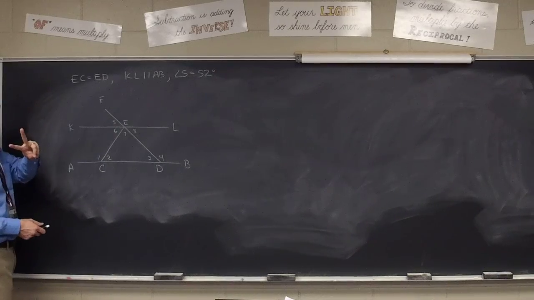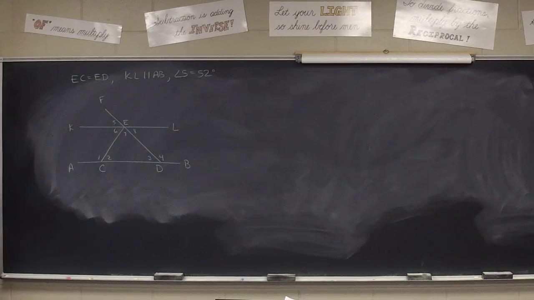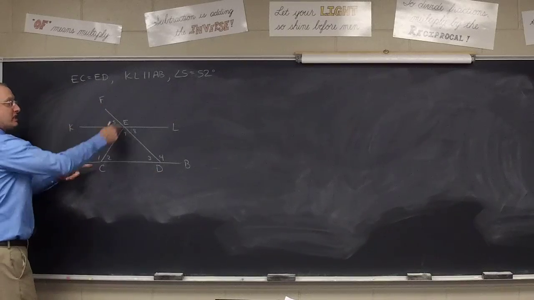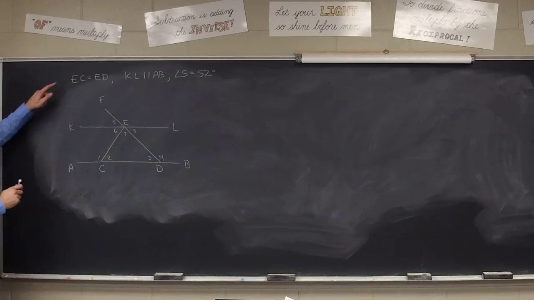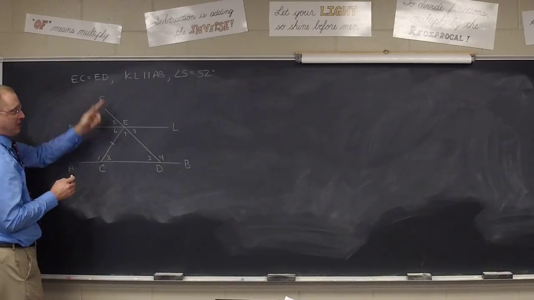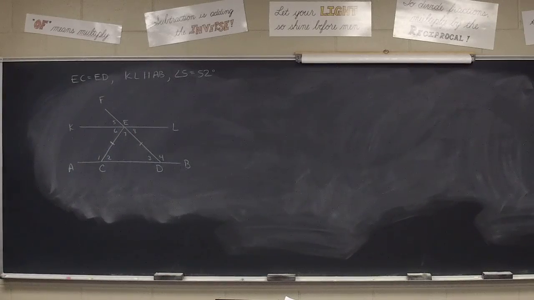Notice I have two transversals. Here's my parallels, KL and AB. What are the two transversals that we have in our picture, Dylan? FD and EC, right here. Okay, those are my two transversals. And we're told that EC is equal to the portion of FD right here between the lines, ED. Now that's significant. What's got to be true if EC and ED are equal to each other, Lana?